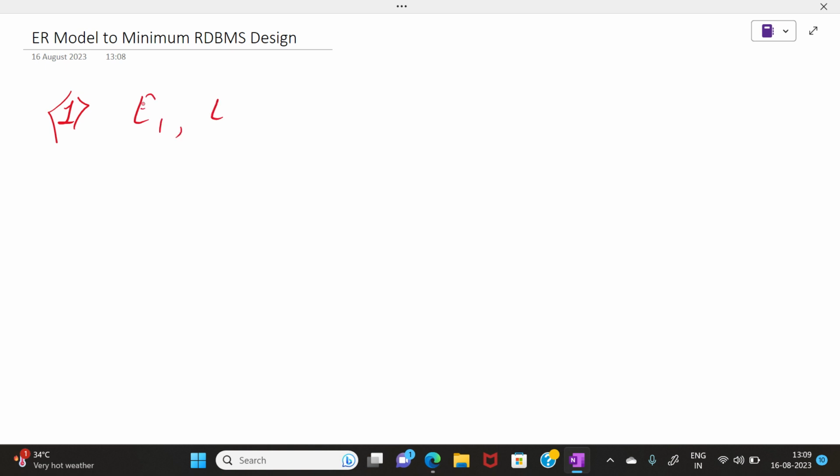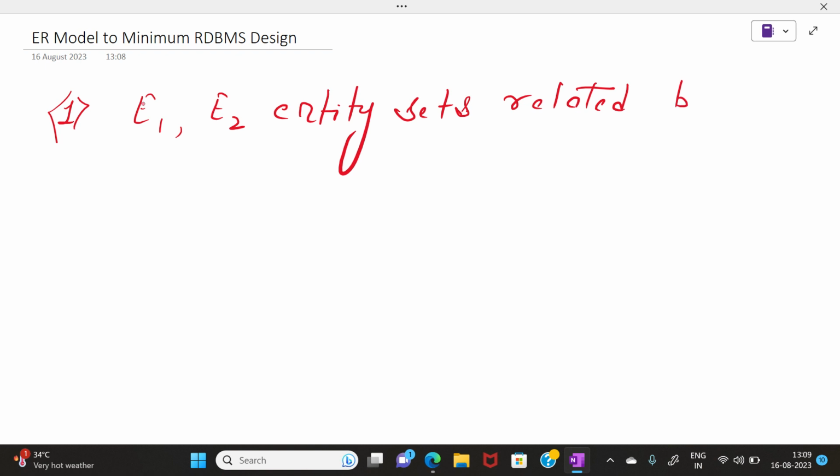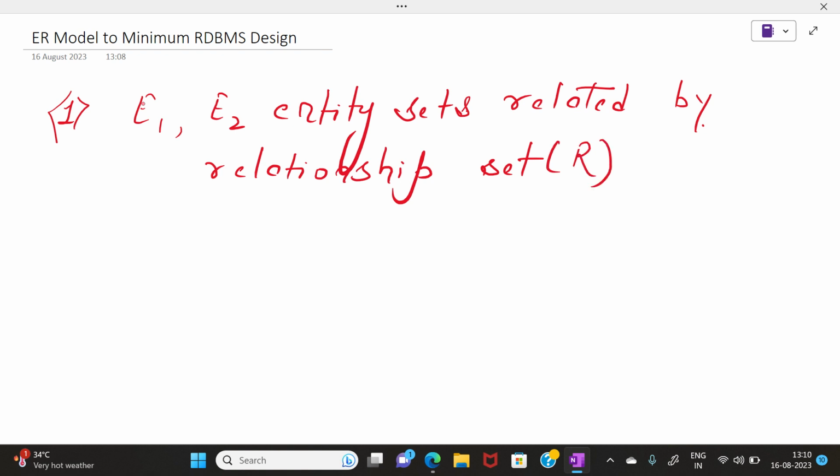Let's say E1 and E2 are the entity sets. By the way, till now we are learning about the binary relationship where we have two entity sets associated with one relationship set, that is R. But in real practice, it won't be the scenario always. There could be a lot many entity sets and relationship sets, and there you need to understand how we can convert that model into a minimum RDBMS design table.